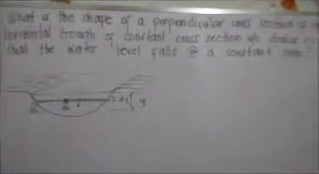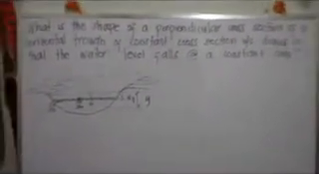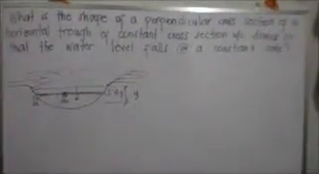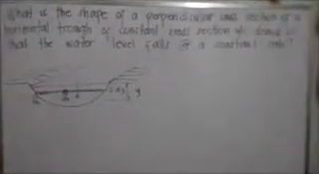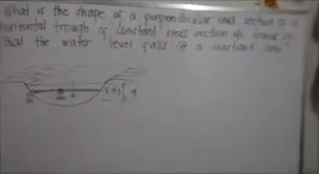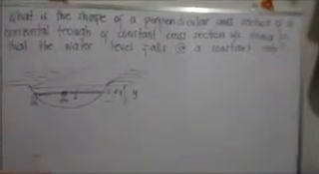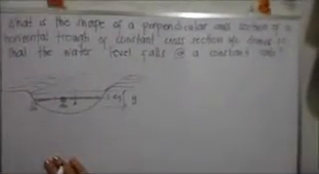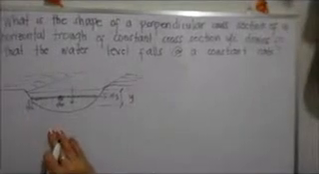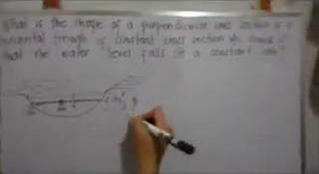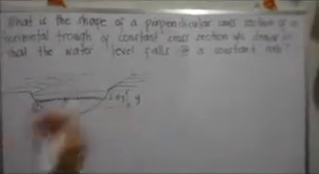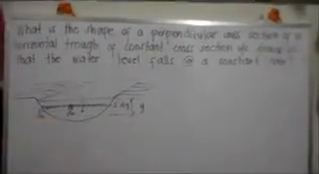Our fifth problem is, what is the shape of a perpendicular cross-section of a horizontal trough of constant cross-section which drains so that the water level falls at a constant rate? This is the part of an application of differential equation first order. So this is an illustration of a horizontal trough. We let this distance as y and this small strip as dy, and this is dx and dt.